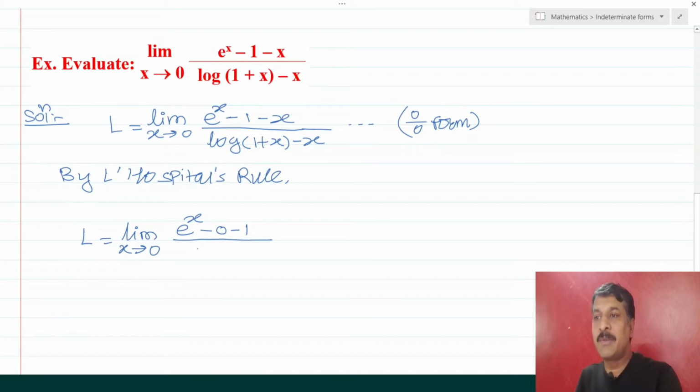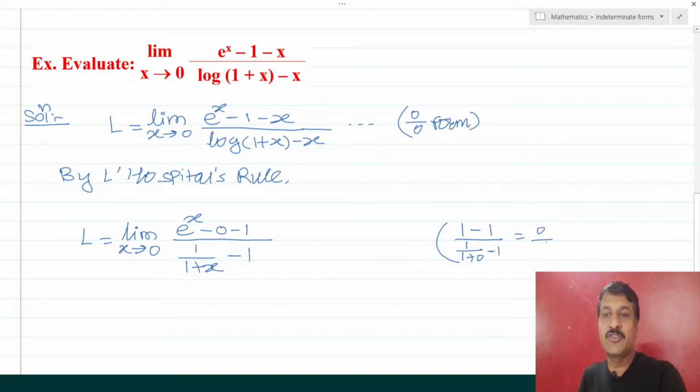So log(1 + x). The derivative is 1 upon 1 + x, minus the derivative of x, which is 1. Now put x tends to 0. So what am I getting? e^0 is 1, minus 1, upon 1 by 1 + 0, minus 1. So again I am getting 0 by 0, because here it is 1 - 1, which is 0, and here it is 0. Again 0 by 0 form.